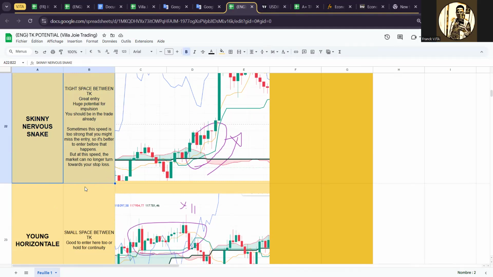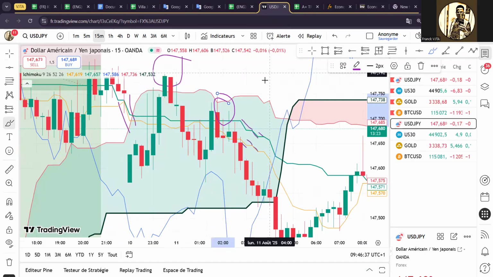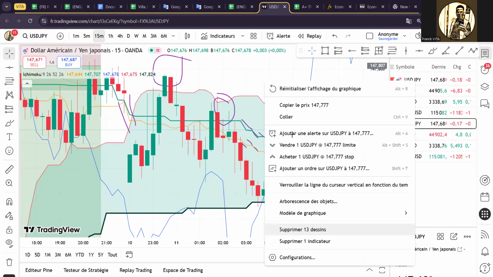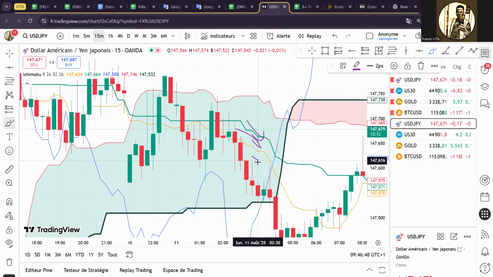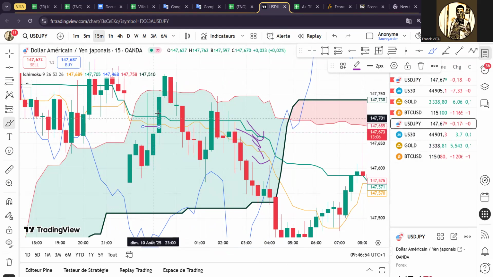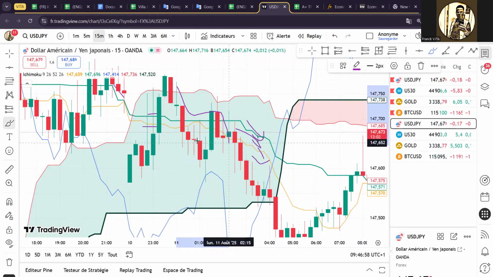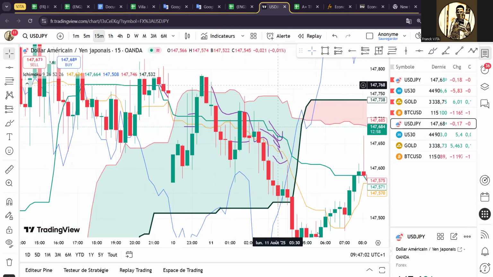So be aware of the speed of the snake. The snake sometimes has a lot of speed because an inclination to the downside like this carries a lot of weight, a lot of speed, so the candle will not have enough room to come back to the Tenkan. But when it is a little bit horizontal like this, or going down like stairs, you could have some wicks that come back to the candle.